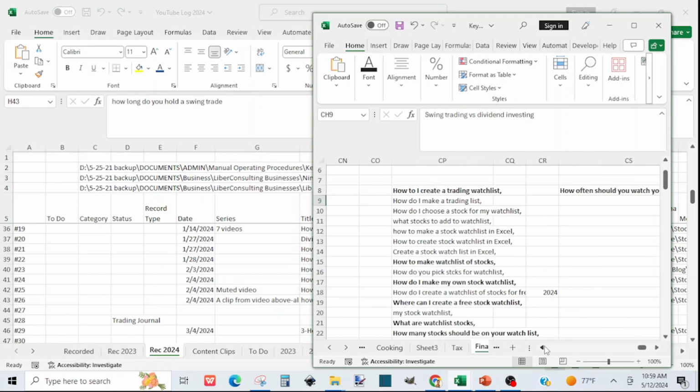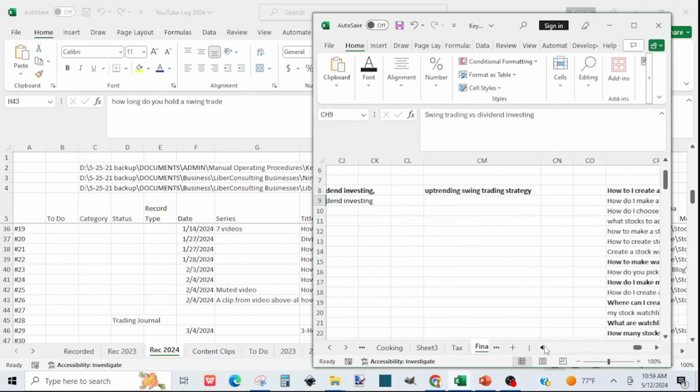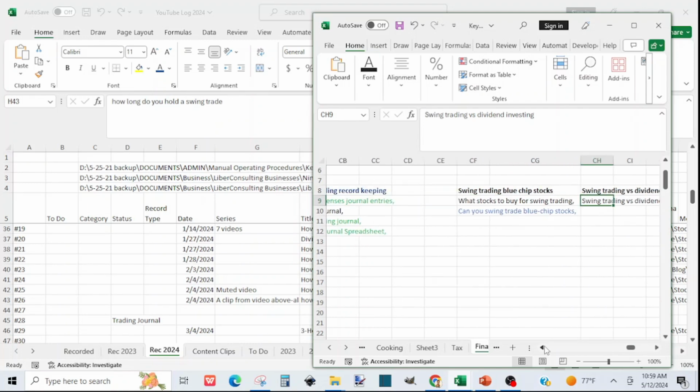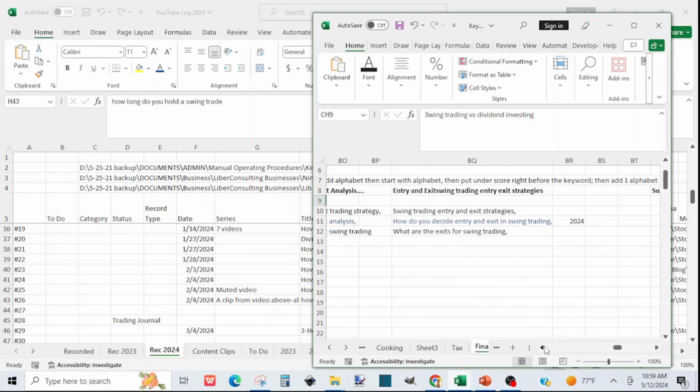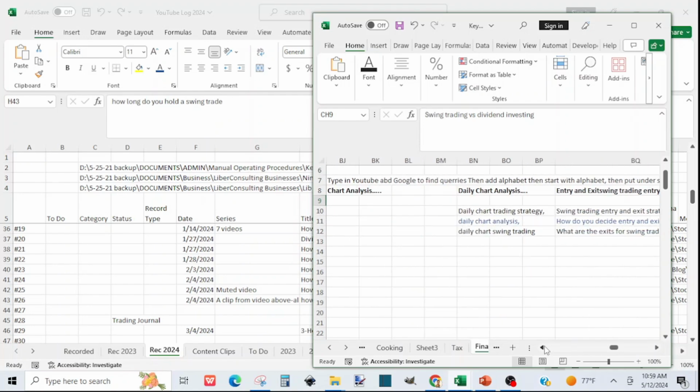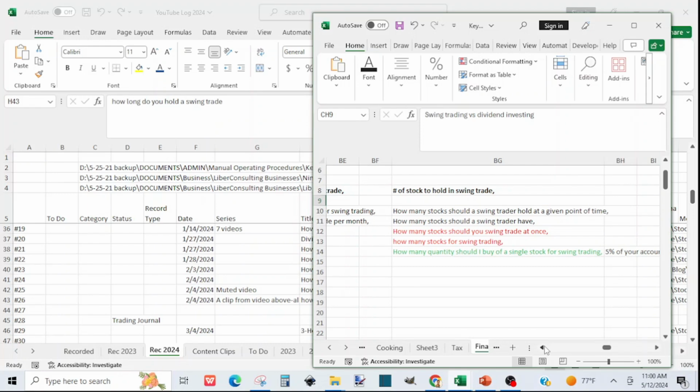That's why it might be good to have those sub topics, so that it's easy to categorize those. So, how many to hold at any given time? How many stocks should you trade at once? How many stocks should I buy in a single?